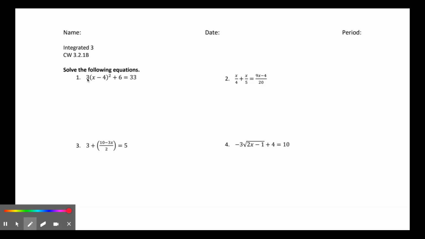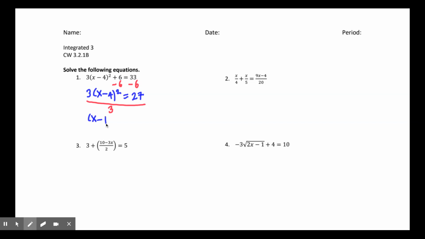So here we go. For this first one, you want to isolate what's being squared here. So you want to subtract 6 first, and then you get 3 times (x minus 4) squared equals 27. And then you want to divide everything by 3. And then you get (x minus 4) squared equals 9. Okay, so now that we've isolated what's being squared, now we can square root it to untrap x.